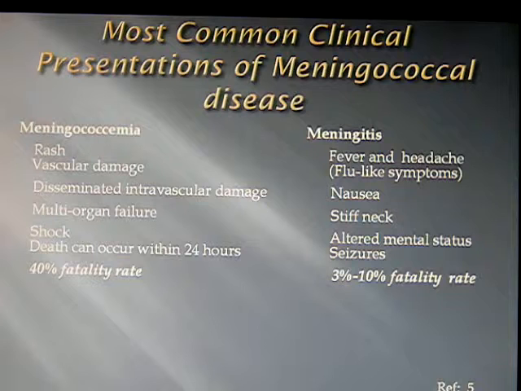This is the more severe form, and it usually has a fatality rate of 40%. The second form usually seen is meningitis, and this is the more common form. Some of the common clinical presentations are fever and headache, which we confuse with flu-like symptoms, and that makes it difficult to diagnose people with Neisseria. Also seen are nausea, stiff neck, altered mental status, and even seizures. The fatality rate is not as high as meningococcemia, at between 3 to 10%.